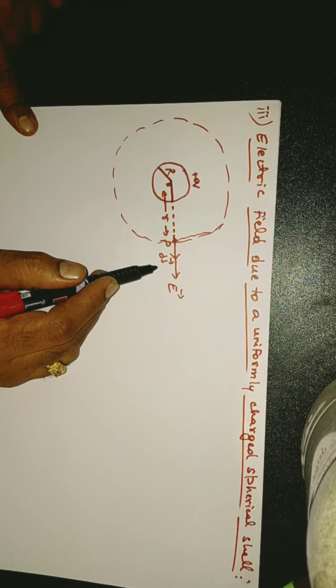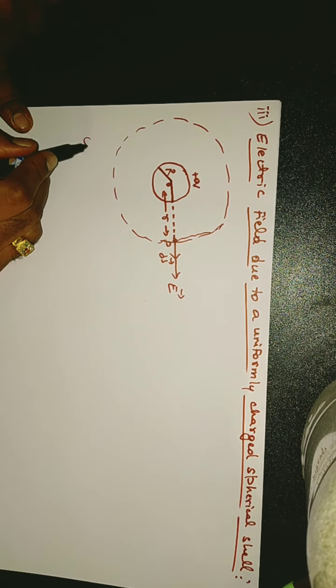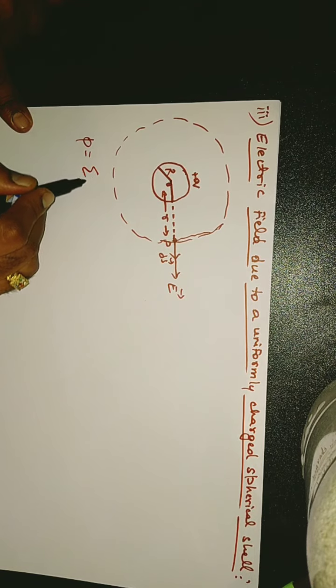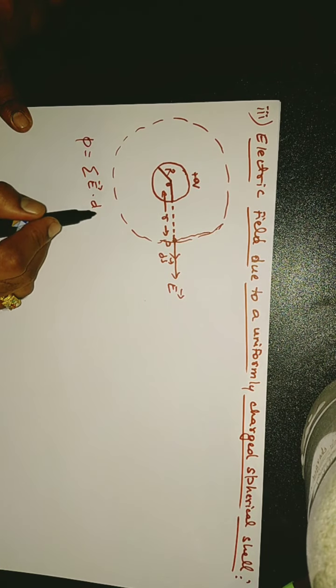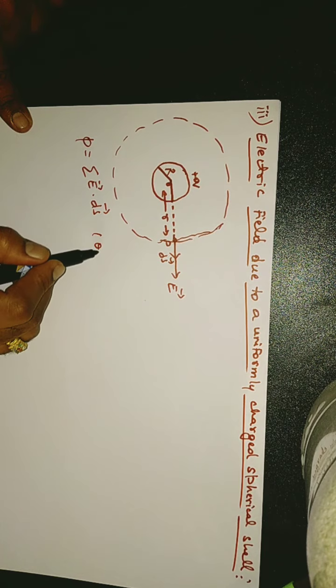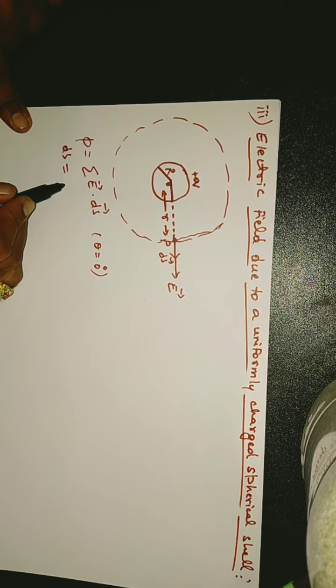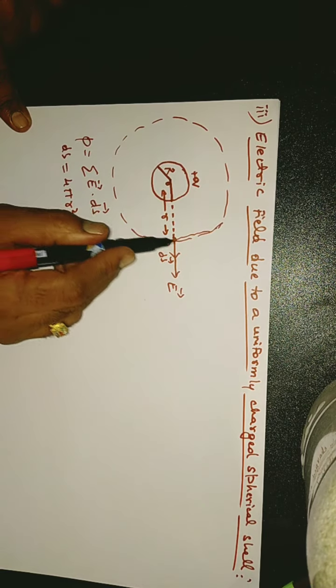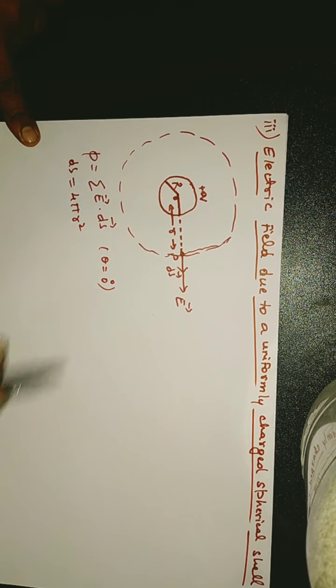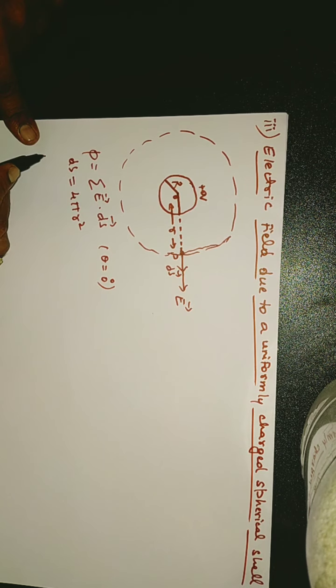So, from the definition of electric flux, we know that phi is the sum of E dot ds. But in this case, theta is equal to 0 degrees, and ds is the surface area of the sphere, which is equal to 4 pi r square, where r is the radius of the Gaussian surface. So, you may write that phi is equal to E into 4 pi r square. Let me call this equation 1.